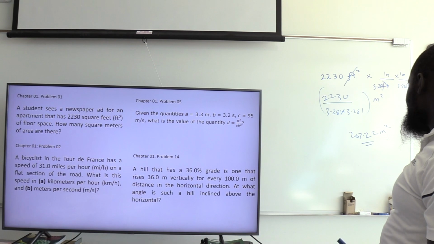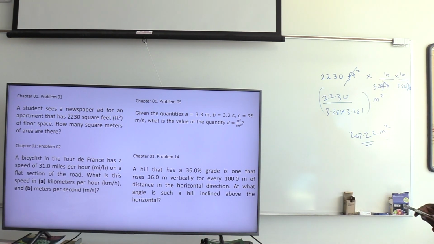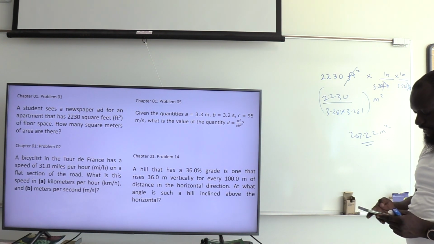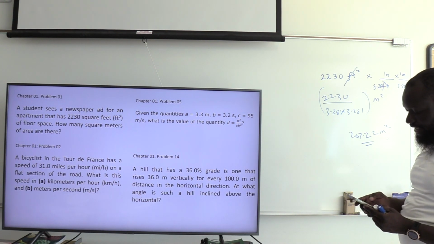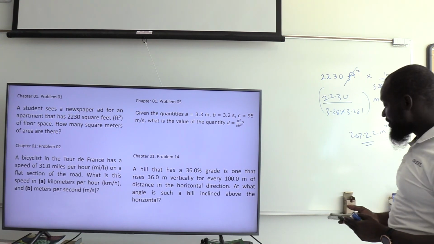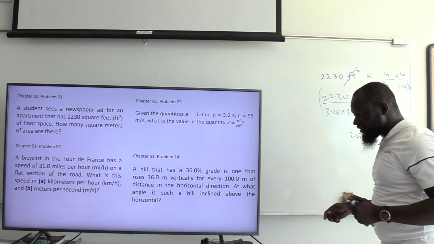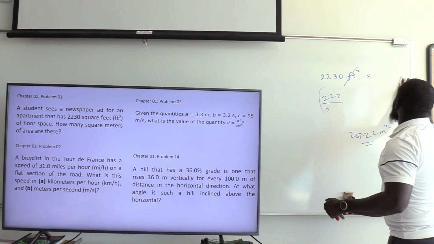Okay, so you want to change miles per hour to kilometers per hour. So you look up how many kilometers are in 1 mile. How many kilometers are in 1 mile? 1.61. So I have 1.61 kilometers in 1 mile. So that's all I need to solve this problem. So this is another conversion problem.